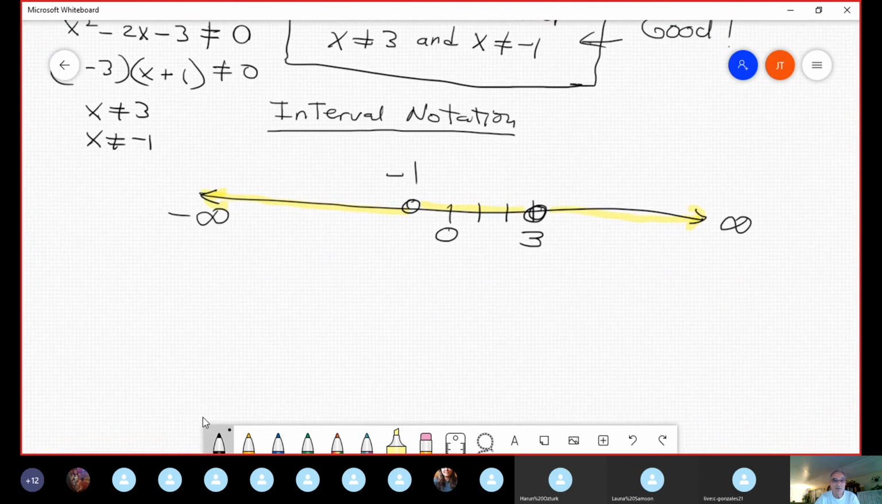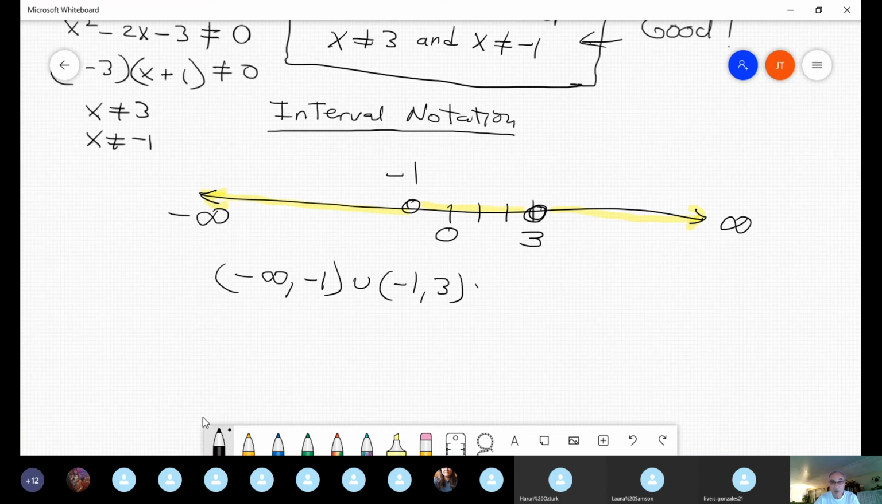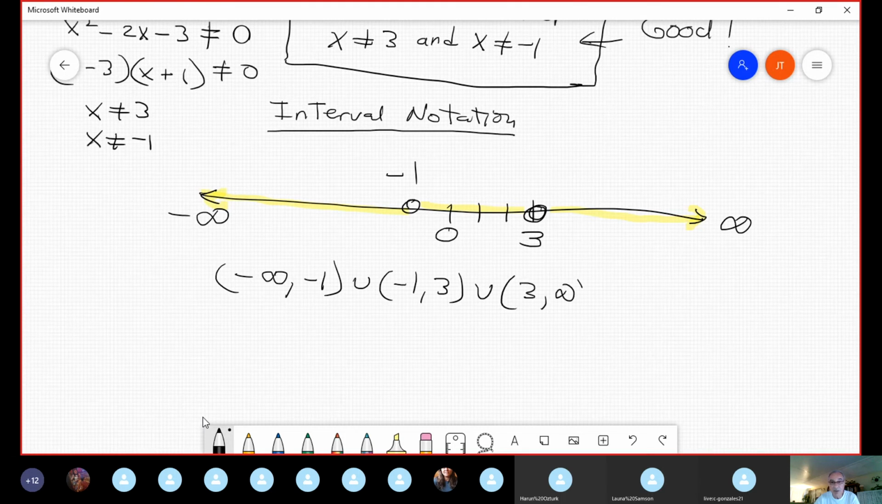The first interval is from negative infinity, comma, negative 1. Of course, do not include negative 1. It's a hole. Union, negative 1 to 3. Union, 3 to infinity. And this is the elegant answer I want in the test. Interval notation, always. Okay, one more example.